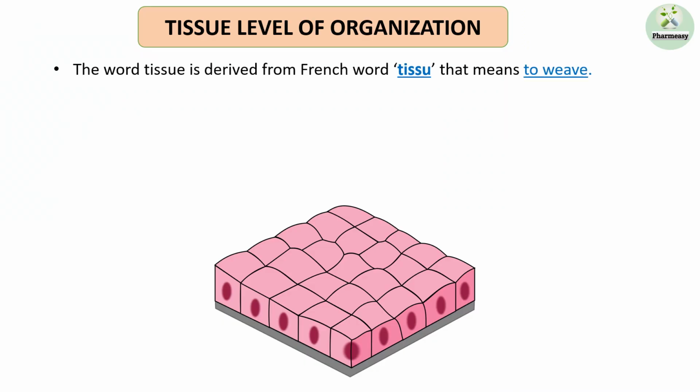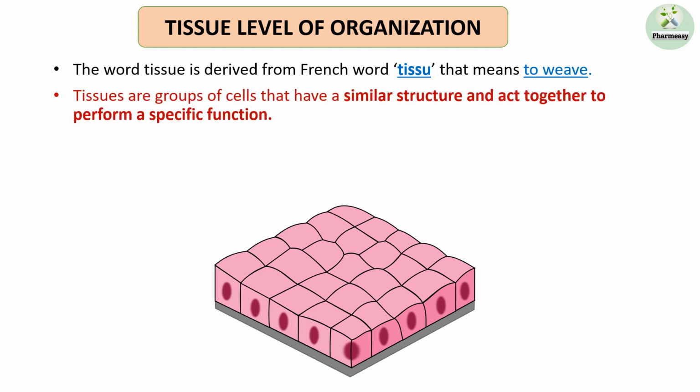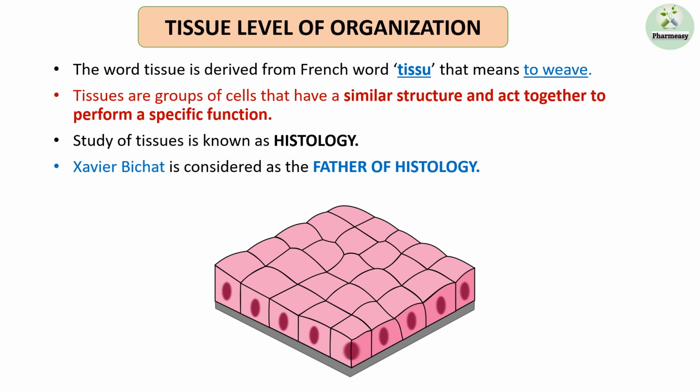The word tissue comes from an old French word tissu that means to weave. Tissues are groups of cells that have a similar structure and act together to perform a specific function, and the study of tissues is known as histology. And Xavier Bichat is considered as the father of histology.